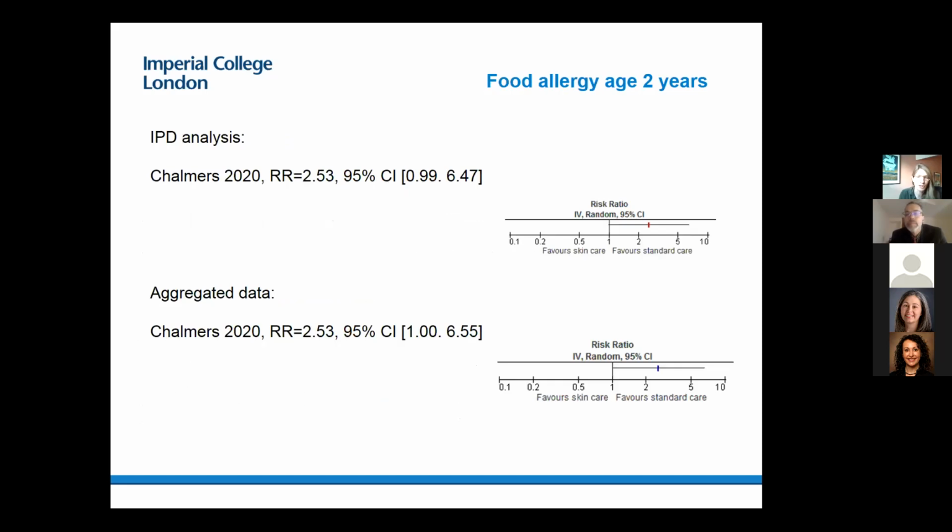Now, for food allergy, there was only one trial that had this outcome, and the result calculated using IPD was basically the same as the aggregate data, with a relative risk of 2.53. This suggests there may be a harmful effect of skincare intervention on food allergy, but the data is also consistent with either no effect or a potential harm, because, as you can see, we've got wide confidence intervals here. So more trial data is needed to explore this further.